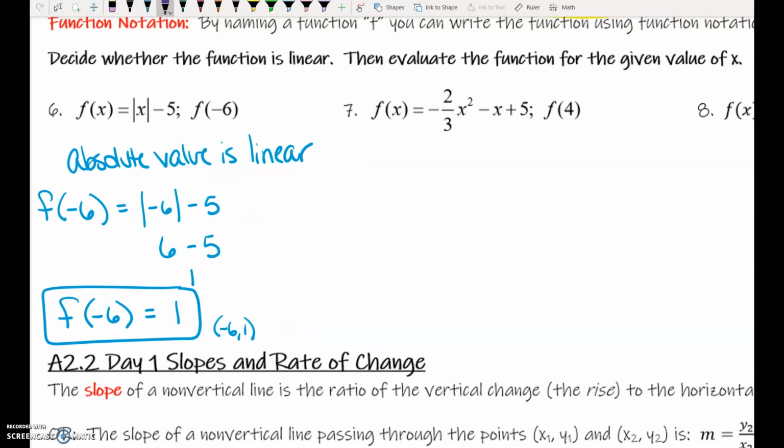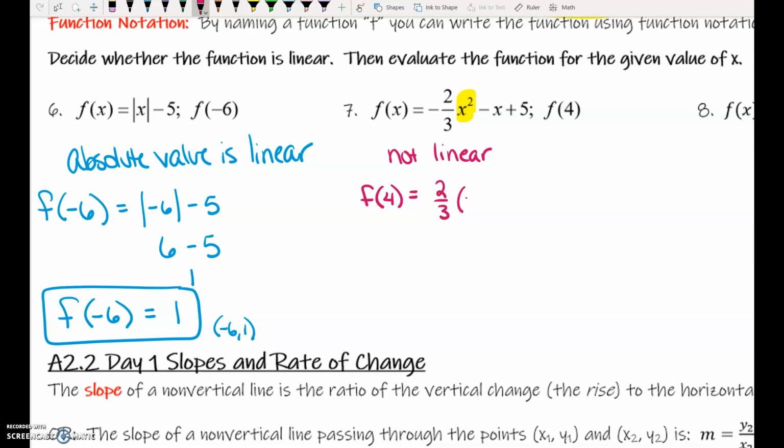Okay, number 7. First, we need to decide, is it a linear function? I'm going to circle the thing that you should focus on. Linear functions look like mx plus b. Plain ordinary x, no squares, no cubes, no square roots, nothing crazy like that. So if this one has x squared in it, is it linear? No. So we would say not linear. But they still want us to evaluate the function even though it's not linear.